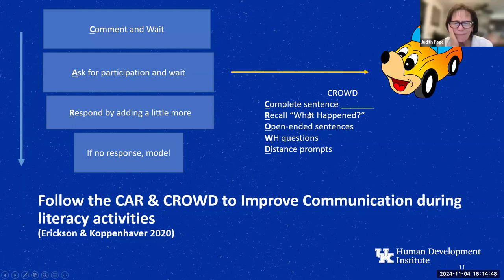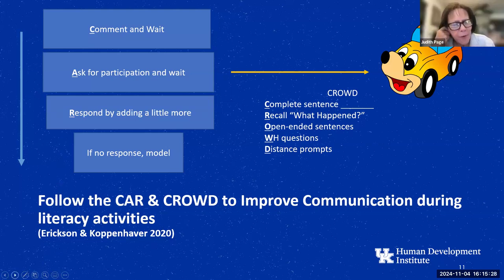And then the CROWD is maybe complete a sentence with cloze procedure, or do some recall with what happened, open sentences, WH questions, open-ended sentences like, what do you think about the book, or what just happened in the book? And then distance prompts. What they mean by distance prompts is trying not to be intrusive with the prompts, but give hints along the way instead of the direct answers. So we want to crowd the car.